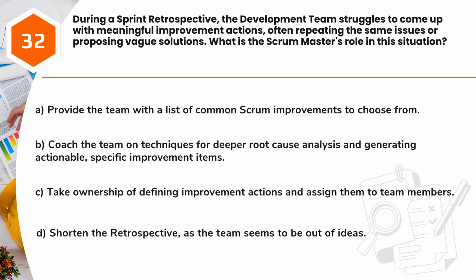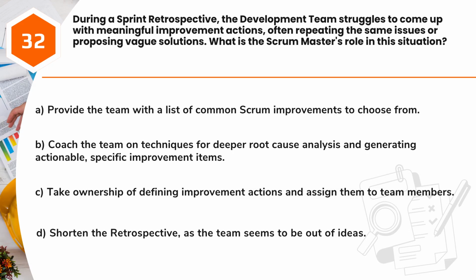Question 32. During a sprint retrospective, the development team struggles to come up with meaningful improvement actions, often repeating the same issues or proposing vague solutions. What is the Scrum Master's role in this situation?